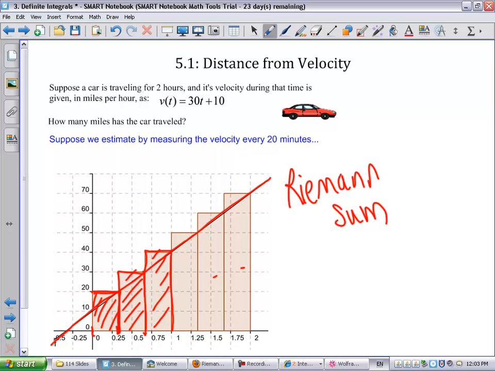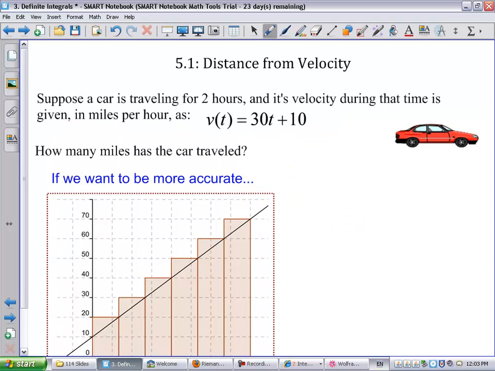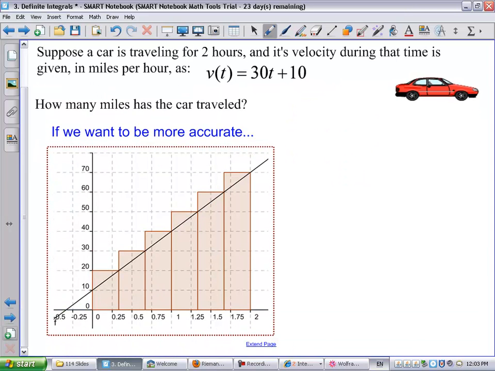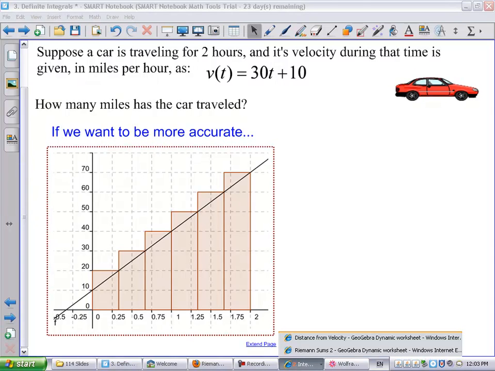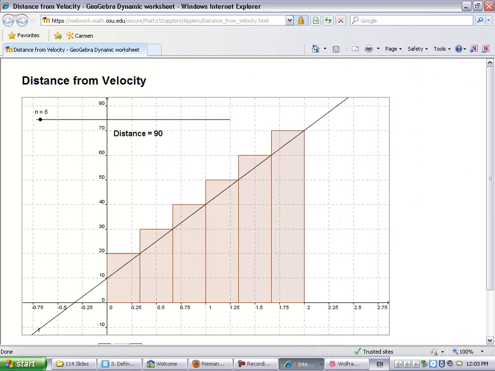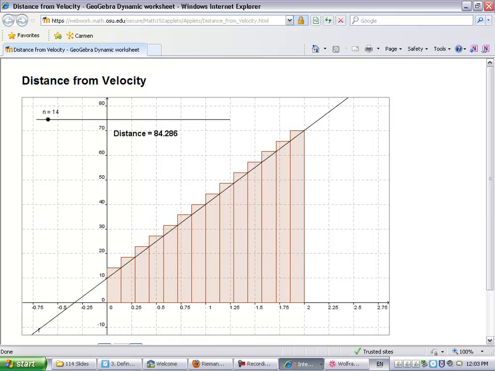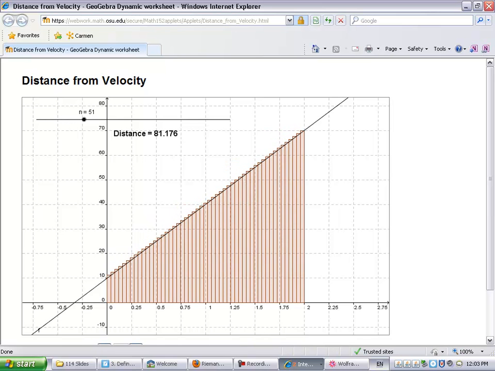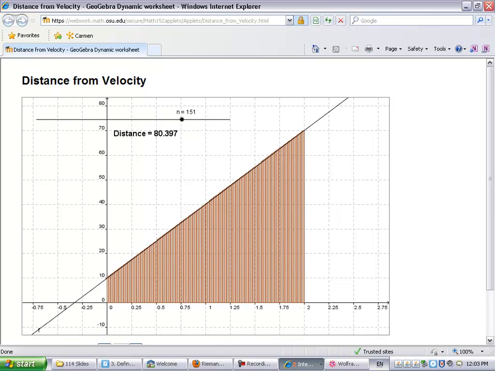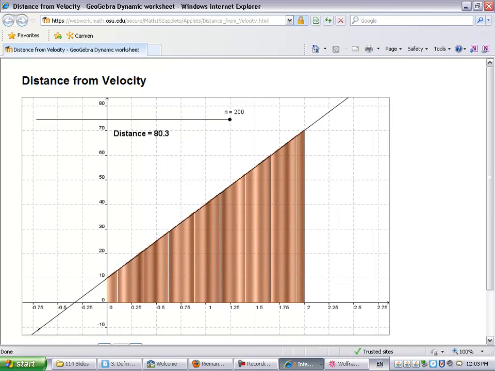So if we wanted to be more accurate, what would we do? Well, we would take our velocity measurements more often, right? Instead of every 20 minutes, instead of 6 times in those 2 hours, maybe we'd do it 14 times, or maybe 51 times, or maybe 151 times, or 200 times. So how are we going to get the exact distance that we traveled?